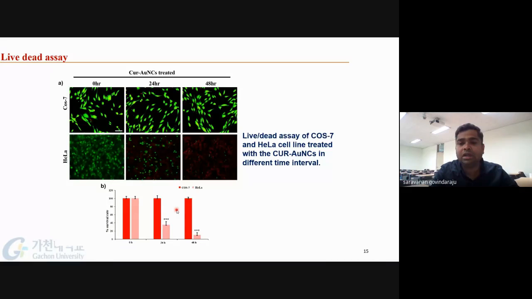So we have chosen that library as a kit for Cas7 and HeLa cell line. After 24 hours and then after 48 hours, the Cas7 didn't show any inhibition from the curcumin gold cluster. But when the HeLa cell reacted with the curcumin gold cluster, after 48 hours most of the cells died. So it shows that the curcumin gold cluster is highly compatible with the normal cell, and highly toxic to the HeLa cell.